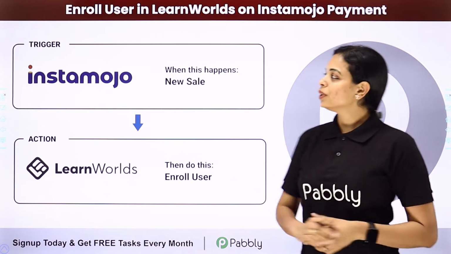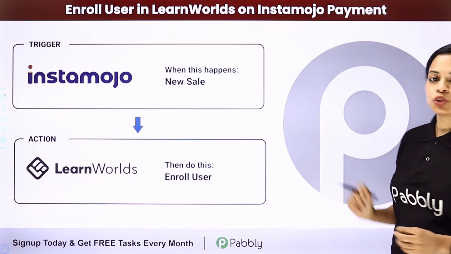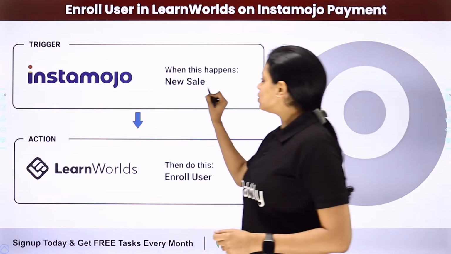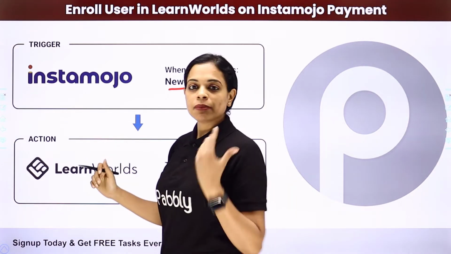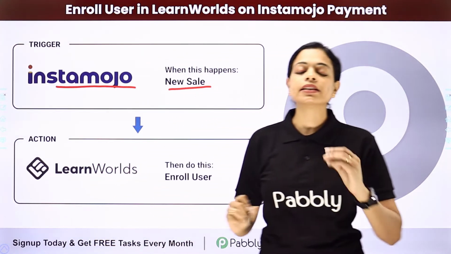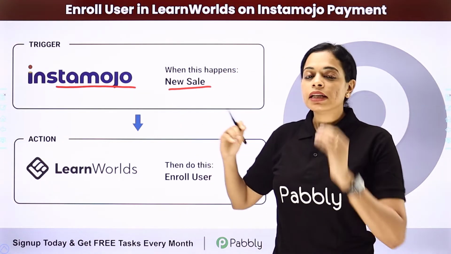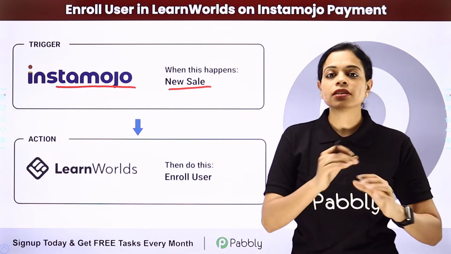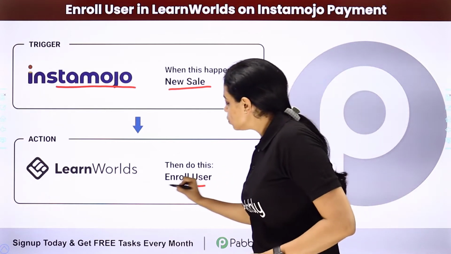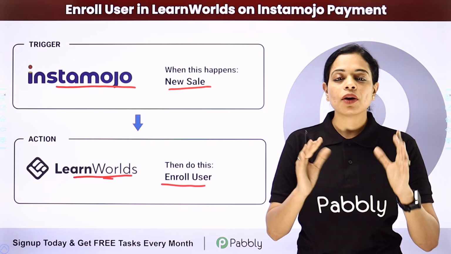In this video, we are going to see how to enroll a user in LearnWorlds on Instamojo payment. So every time a new sale happens on any of the payment gateways, here we have taken the example of Instamojo. Let's say that there is a particular course and a sale has happened. Now the user who has made this purchase, we want to enroll that user in LearnWorlds for the same course. How can that be done?